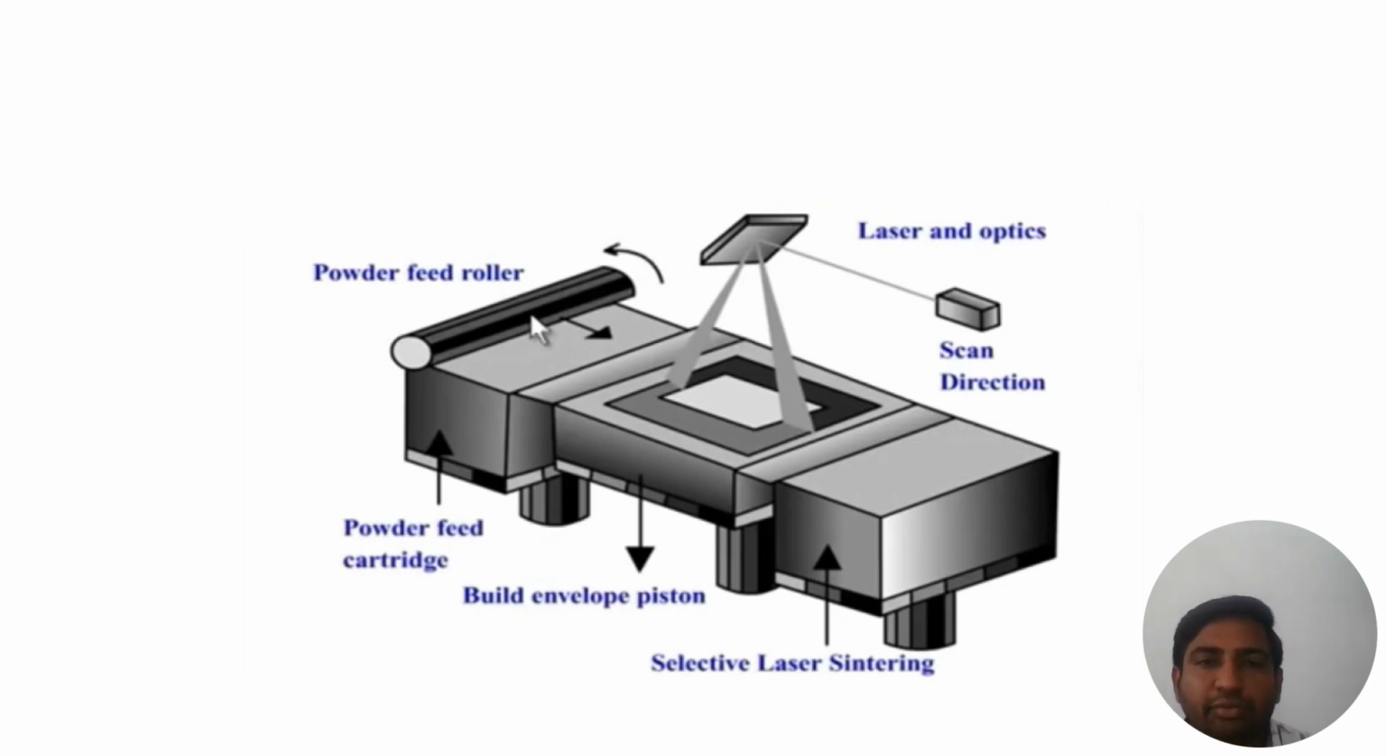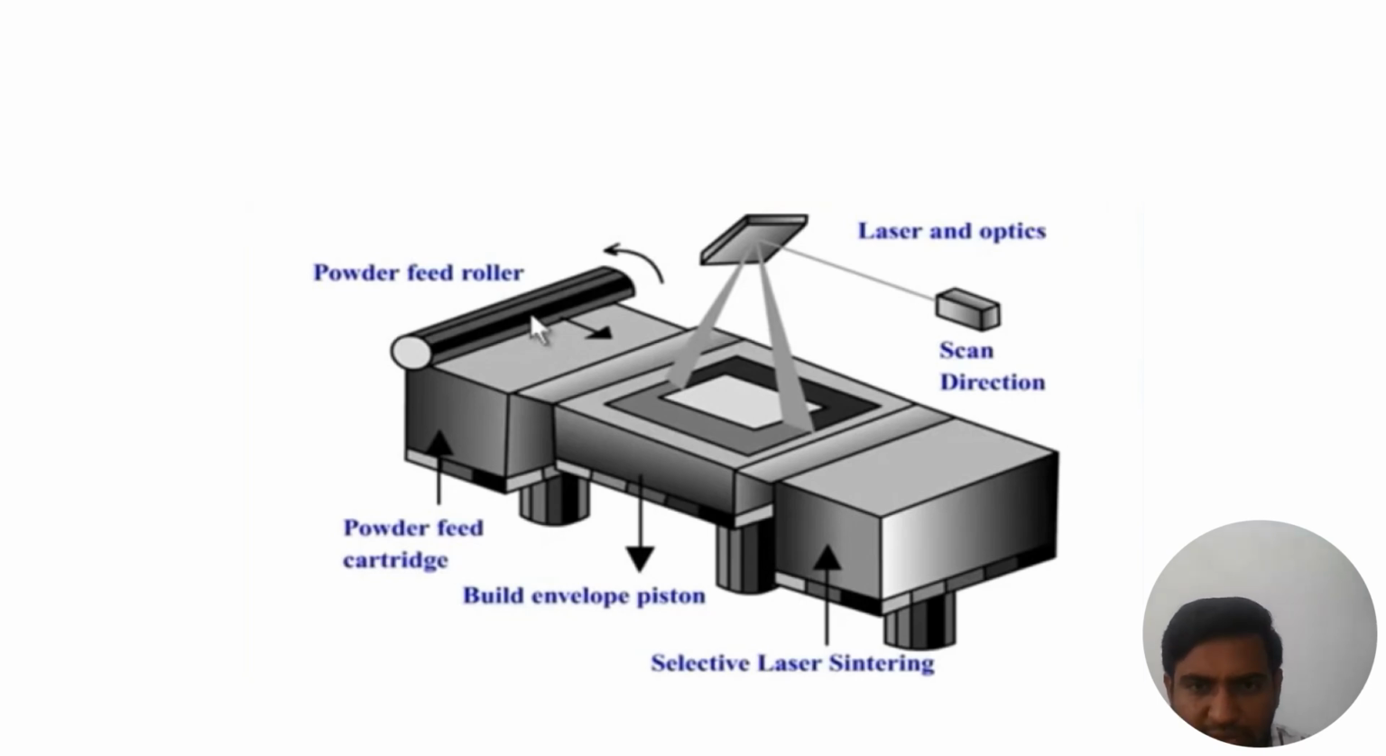From the STL format, the entire product is sliced, and the individual slices are fused one by one. Additive manufacturing is a layer-by-layer manufacturing process, and in this process we use powder as the working medium. The metal powder is filled by this roller from compartment 1 to compartment 2. After that, the unsintered powder is moved to compartment 3.